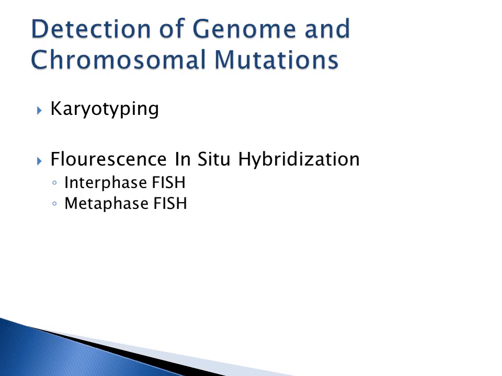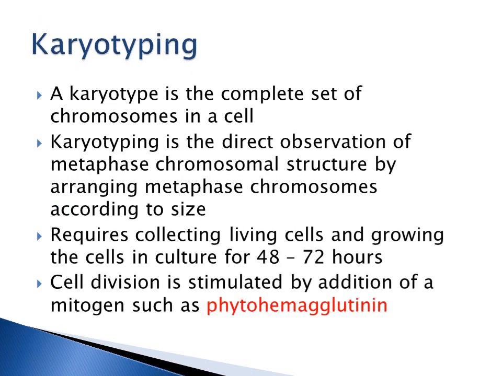So this is going to be used to visualize chromosomes as well as to visualize entire nuclei. There are other ways to detect genomic and chromosomal mutations, and these include karyotyping as well as fluorescence in situ hybridization, or FISH. And there are two different types of FISH, interphase and metaphase. So karyotyping. A karyotype is the complete set of chromosomes in a cell. Karyotyping is when you directly observe the metaphase chromosomal structure by arranging the metaphase chromosomes according to their size.